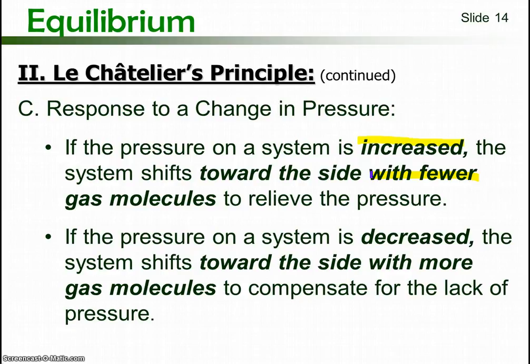If there are fewer molecules in a system, then that means there's going to be fewer collisions with the walls, and that means there's going to be a decrease in pressure, so we're relieving the change in pressure. So again, equilibrium always wants to shift to reduce whatever change has been imposed. So if we are increasing the pressure, the system wants to shift to reduce the pressure. The opposite case would be if we decrease the pressure, equilibrium wants to seek to replace or compensate for the pressure that's been removed. So equilibrium will shift toward the side with more gas molecules to compensate for that lack of pressure.